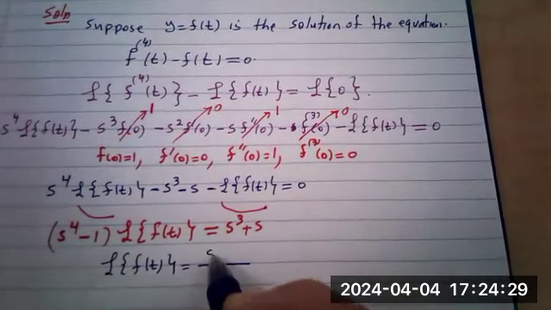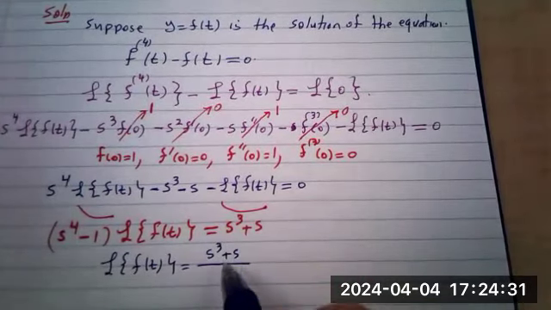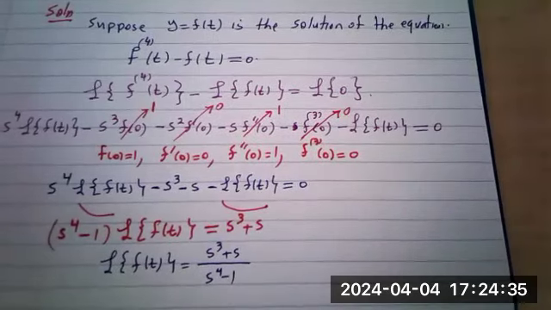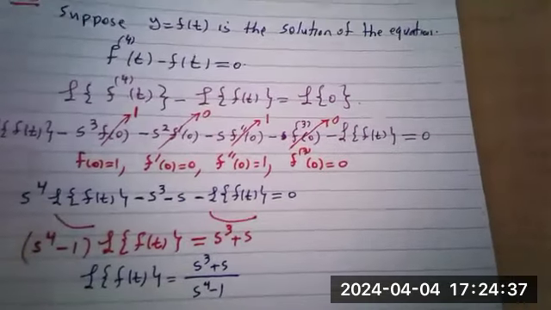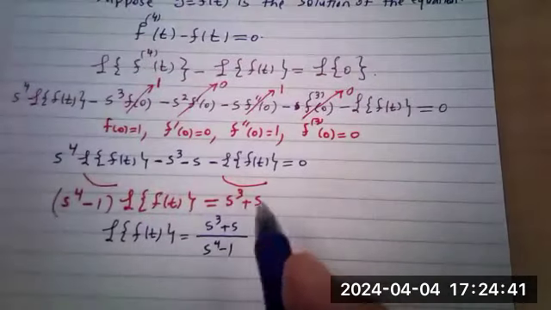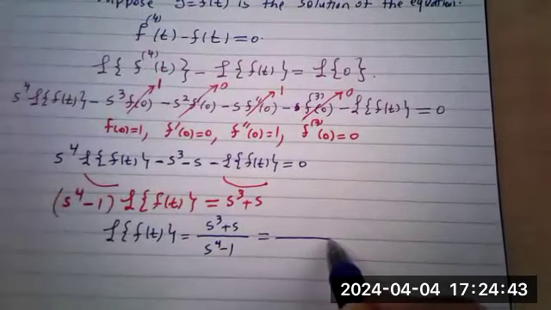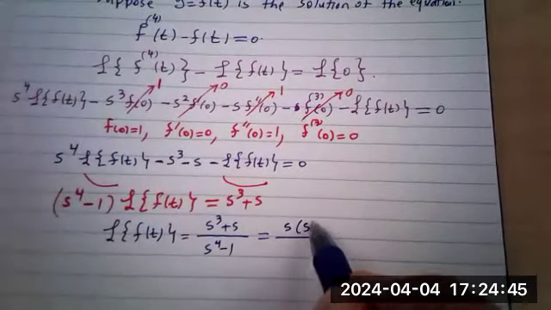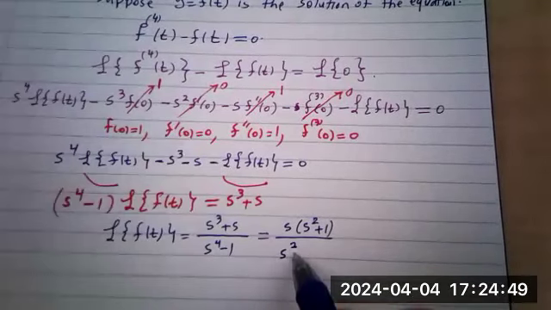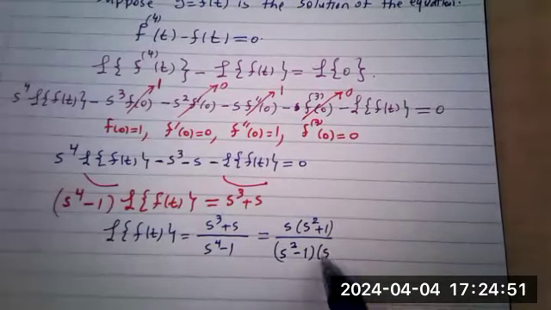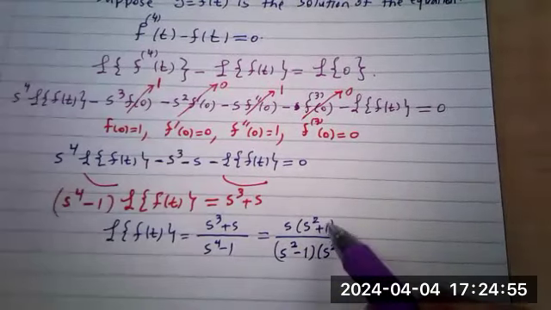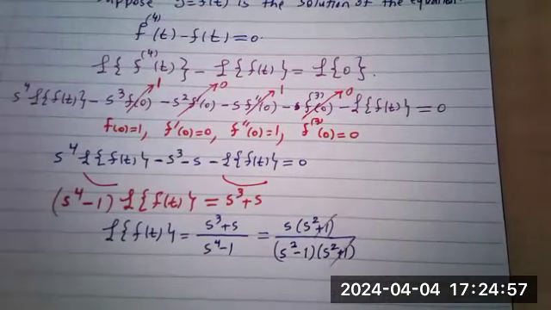And this is going to be (s³ + s)/(s⁴ − 1). That's a nice one because we can simplify it. You can factor out the top: factor out the s, which gives you s² + 1. And you factor the denominator: it's going to be (s² − 1)(s² + 1). So these two would cancel out. It's not always the case, but this is going to be the case for this one.